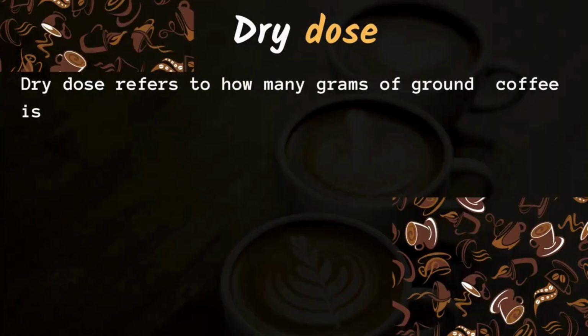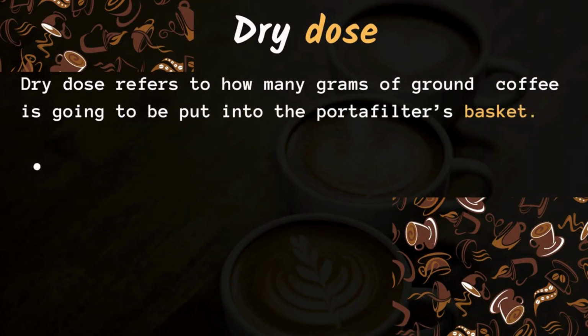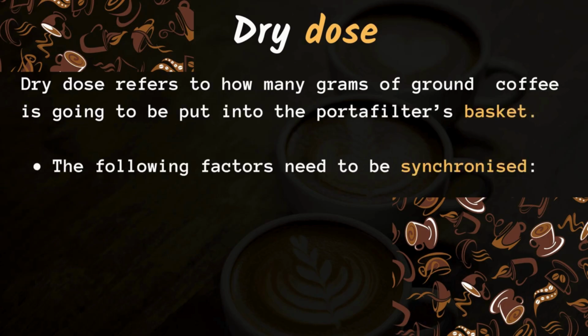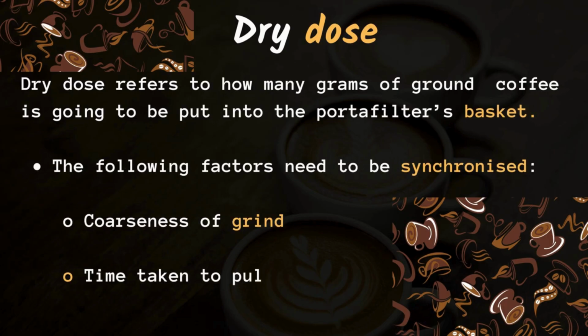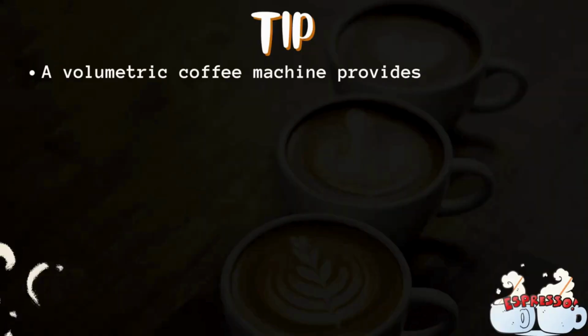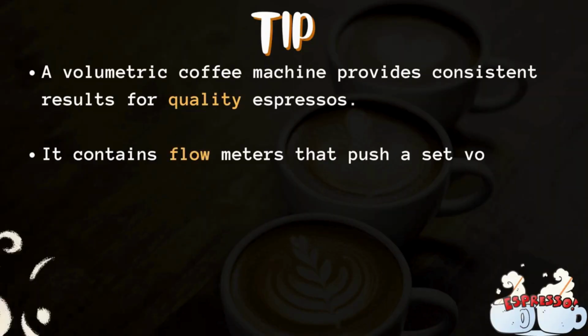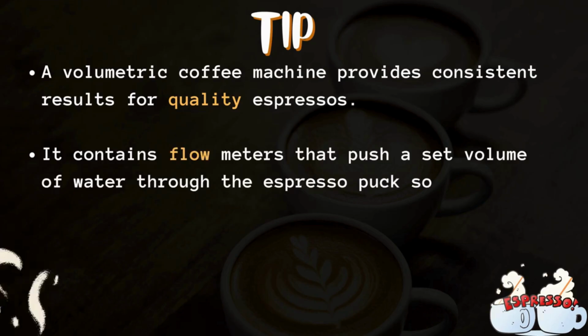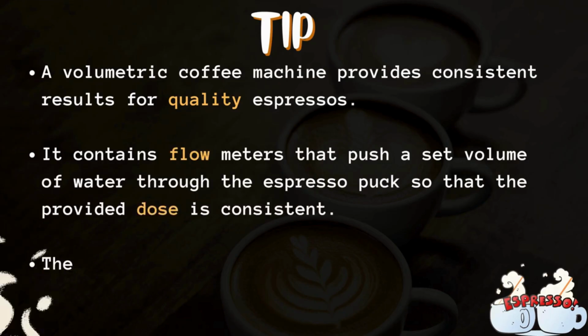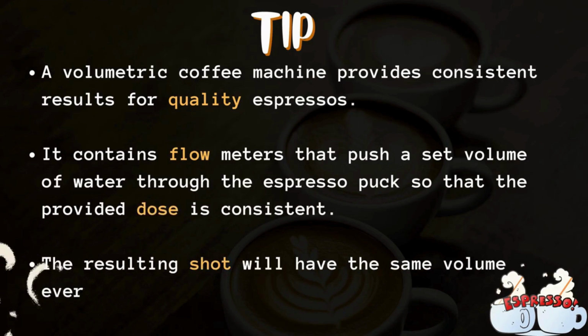Dry dose. Dry dose refers to how many grams of ground coffee is going to be put into the portafilter's basket. The following factors need to be synchronized: coarseness of grind and time taken to pull the shot. Tip: a volumetric coffee machine provides consistent results for quality espressos. It contains flow meters that push a set volume of water through the espresso puck so that the provided dose is consistent. The resulting shot will have the same volume every time.